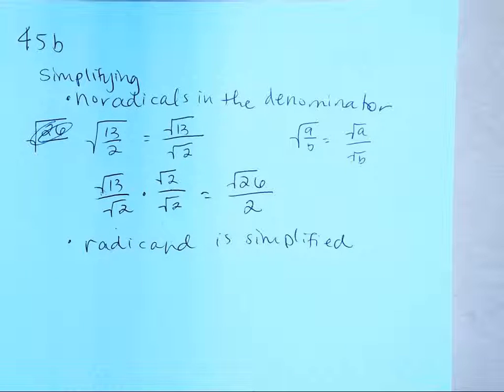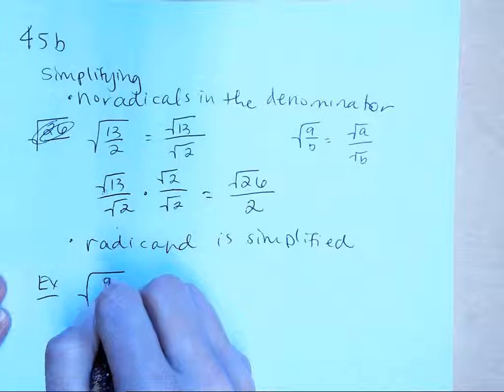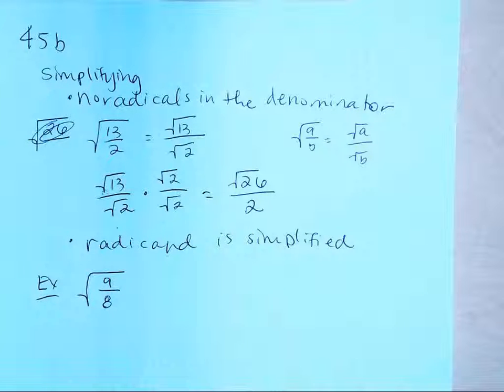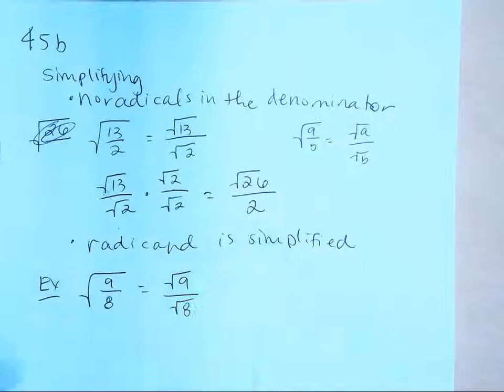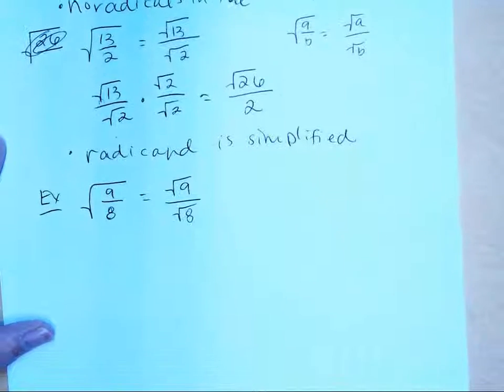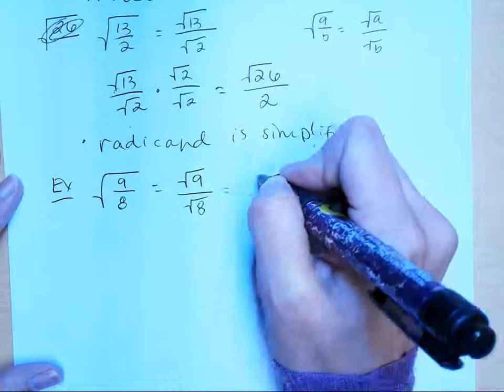Okay, let's do another one of these. Let's do square root 9 divided by square root 8, or sorry, square root of 9 divided by 8. What's the first step? Split them up. Square root 9 divided by square root 8. Again, what allows us to do that? Right, the properties. Okay, what is the square root of 9? 3. And square root 8?